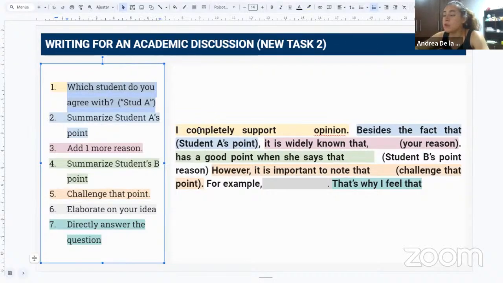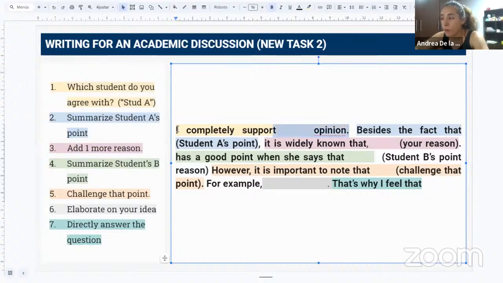So what you're going to say is, I completely support, and choose one of the students according to their opinions. So what do we say? Do we agree with Alex or do we agree with Susan? Do we say that environment or economic growth should be the priority? What do you think?